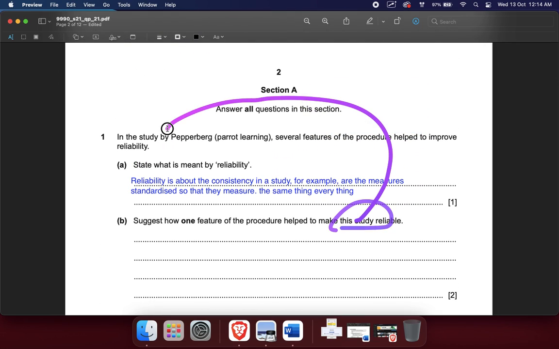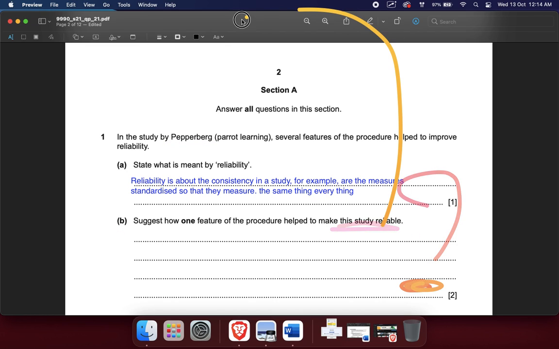This study is Pepperberg, and students often make the biggest careless mistake. They'll talk about a different study. They forget that it's talking about Pepperberg, maybe because it's question number B. I don't know. But always look at the question. If it's this study, ask yourself, which study? It's Pepperberg's study. So we're thinking about Pepperberg.